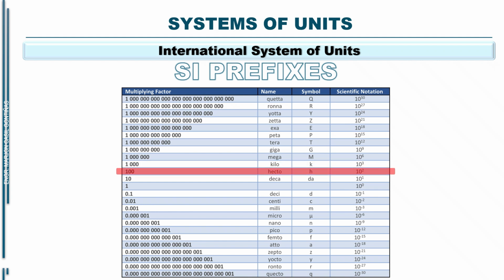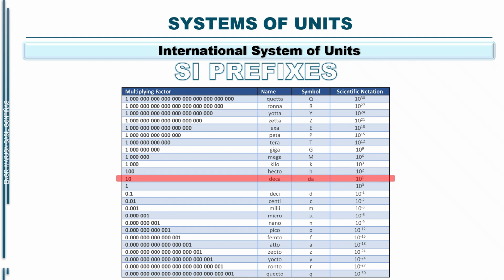Hecto, that's a small letter h, which means 10 to the power of 2. Deca, that's small letters d and a, which means 10 to the power of 1. Take note that both deka with a letter K and deca with a letter C mean the same thing, but the correct SI spelling is deca with a letter C. Deka with a letter K is a variant spelling used in some countries, but deca with a letter C is the official form in the International System of Units.